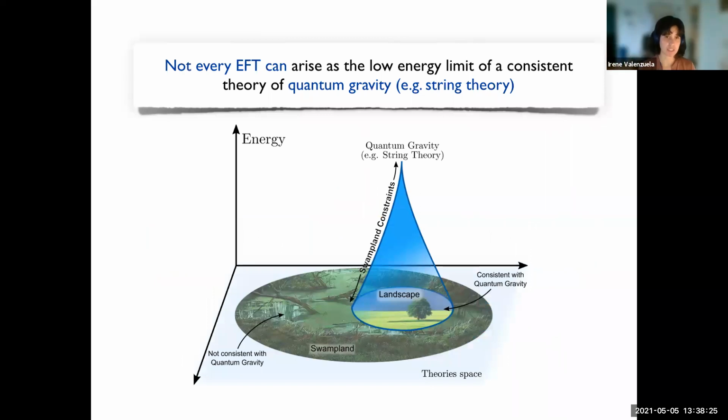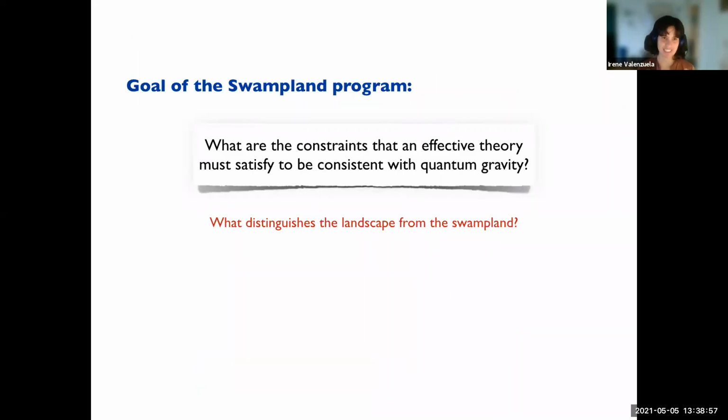Not every effective field theory can arise as the low energy limit of a consistent theory of quantum gravity, for example, string theory. And the ones that can arise as low energy limits are said to belong to the landscape, while the ones that look apparently consistent, in the sense that they are anomaly free and so on, but still do not admit a UV completion in quantum gravity, we say that they belong to the Swampland. Okay? And the goal of the Swampland program is to try to make this precise, to understand what exactly are the constraints that an effective field theory has to satisfy to be consistent with quantum gravity. So what distinguishes this landscape from the Swampland?